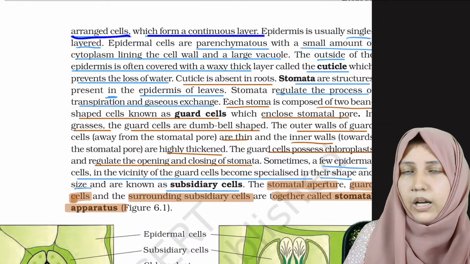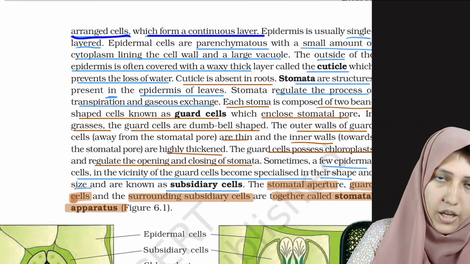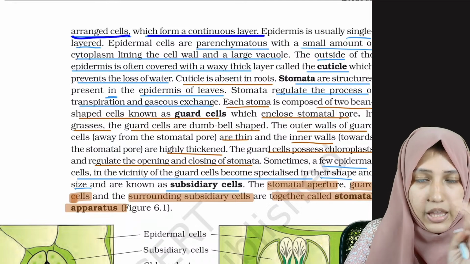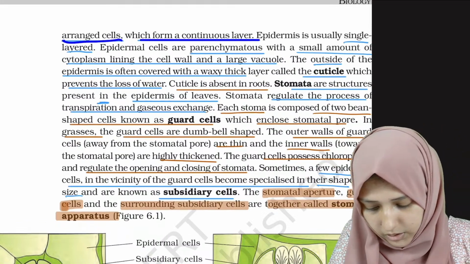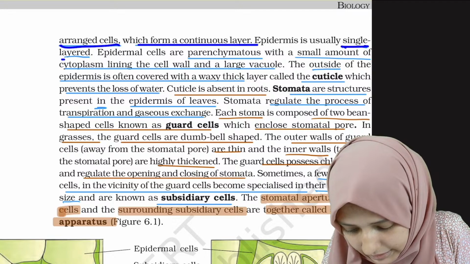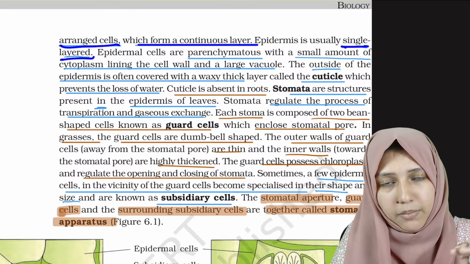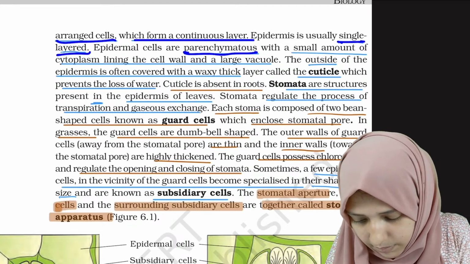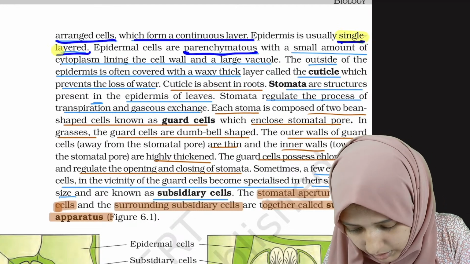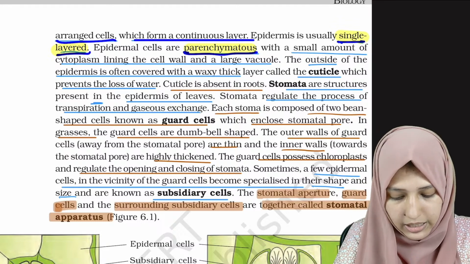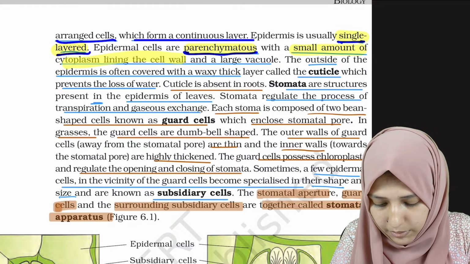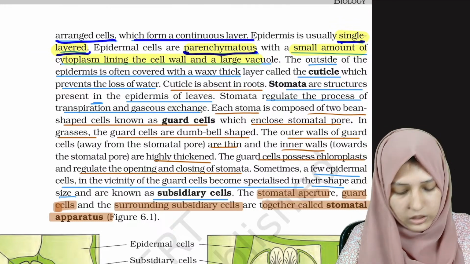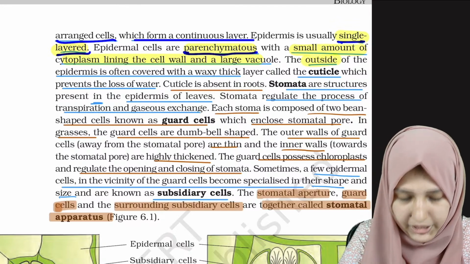So these epidermal cells are elongated and arranged continuously. The epidermal layer is always single layered. They are parenchymatous. Please note these characteristics as they are important. Single layered, parenchymatous, and there will be a small amount of cytoplasm in the cell wall. Clear?